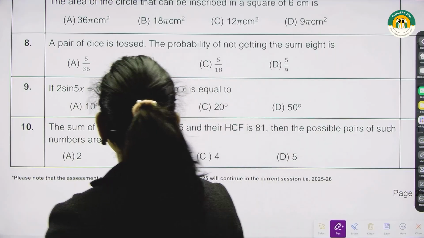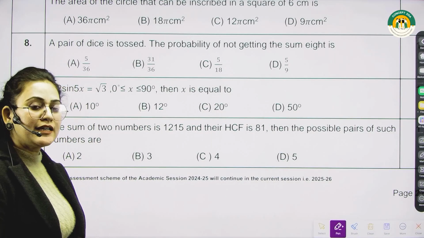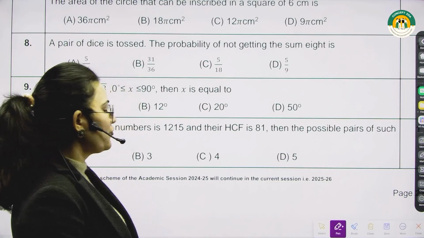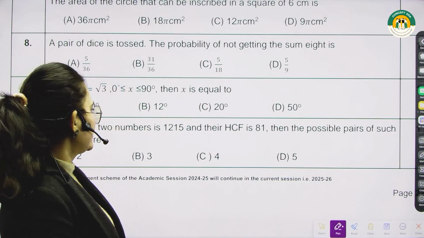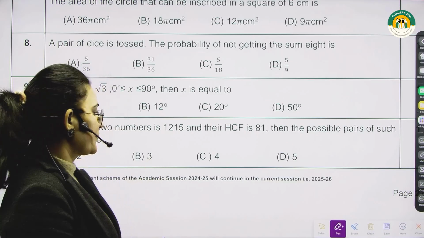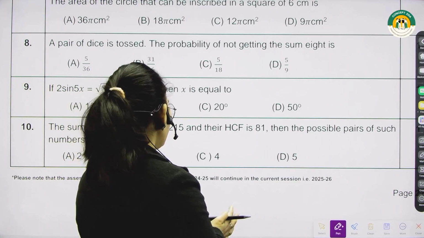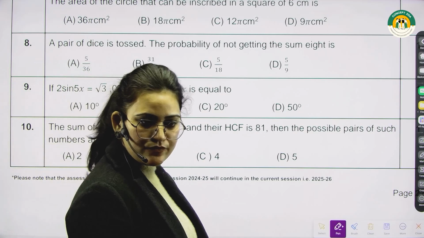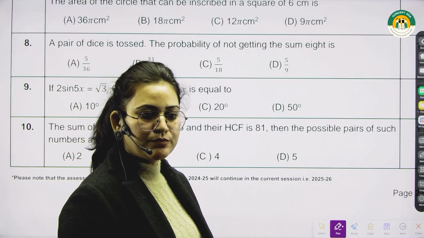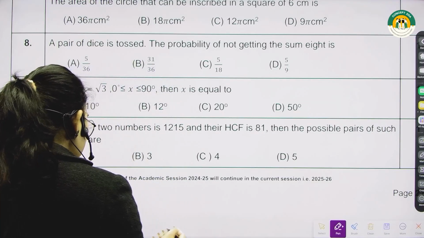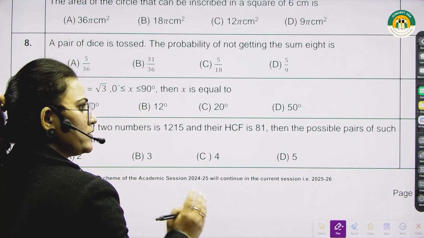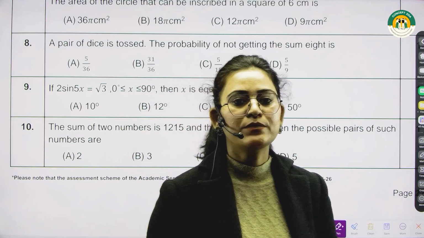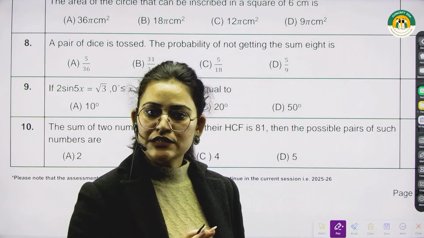The 10th question is, the sum of two numbers is 1215 and their HCF is 81. Then the possible pairs of such numbers are, we have to find the possible pair whose sum is the given answer. So how can we find? As the HCF of both the numbers is 81, let the numbers be x and y, and 81 is the HCF. That means this number is a factor of both the numbers. This number will come in both numbers. And x and y are co-prime numbers. What is a co-prime number? Co-prime numbers have nothing in common.